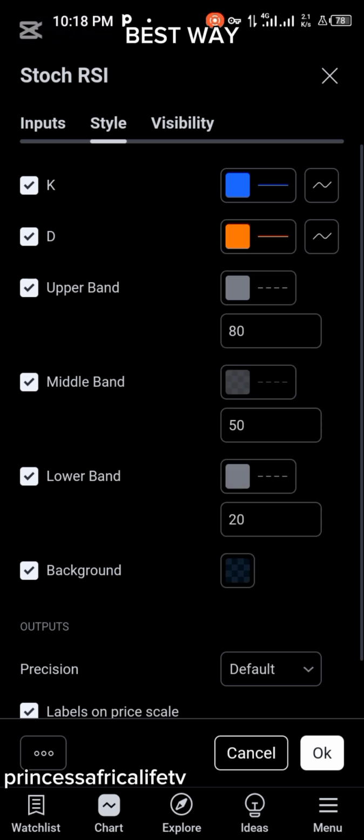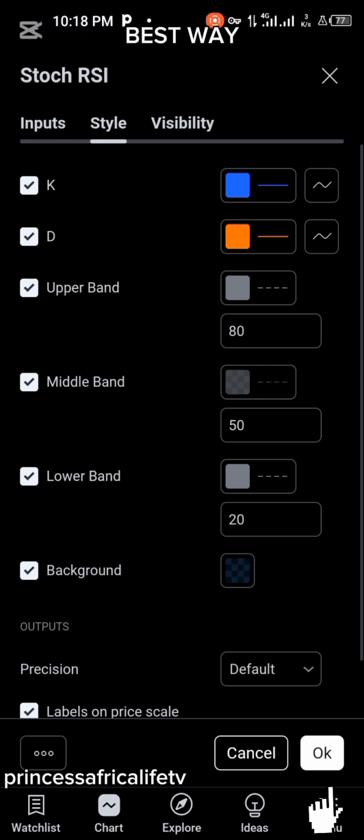All right, and then the upper band, you just leave it. You don't take anything there, you just leave it. And then you look down here. Under the upper band, you write 80. The middle band, you look down, you write what? 50. The lower band, you look down, you write 20. Please take note of all this and then do accordingly. And when you're done, you click OK.